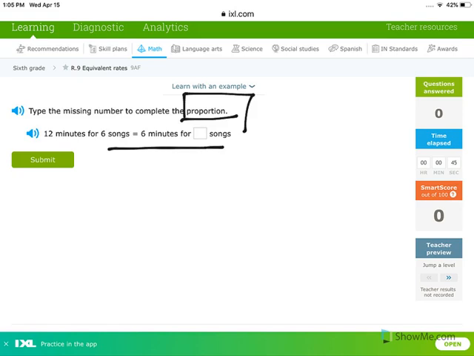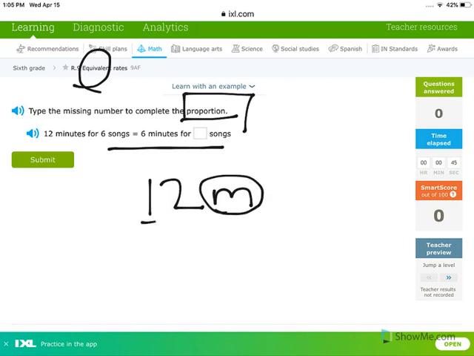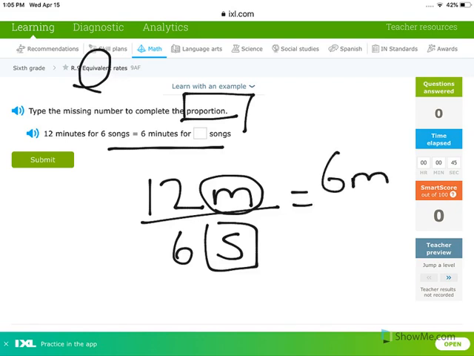So we have 12 minutes for 6 songs. When I'm trying to create an equivalent ratio or rate, I always put my numbers up and down, so I have 12 minutes. Remember, the words matter, the order matters, so I just put a little symbol to let me know that's minutes. 12 minutes to 6 songs. And then we have 6 minutes, make sure that they match, M and M, to blank songs.